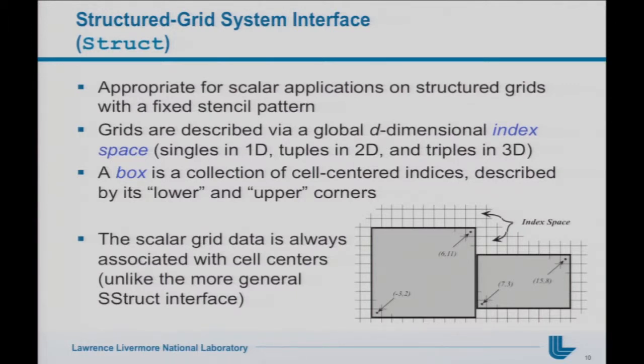This is appropriate for scalar applications on structured grids with some fixed stencil pattern. And just to introduce some notation, we have something we call an index space. This is not uncommon in AMR type packages and things like that. And it's just a collection of tuples, 1D, 2D, or 3D triples, depending on the number of dimensions. And then we have another notion called a box, which is just a collection of these indices. So down here, you can see you have an index space in the background. This is like your canvas. And then here are 2 boxes. The first one has a lower corner of -3,2 and the upper corner of 6,11.